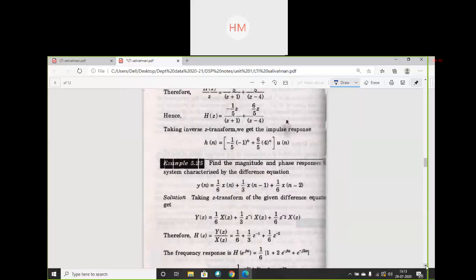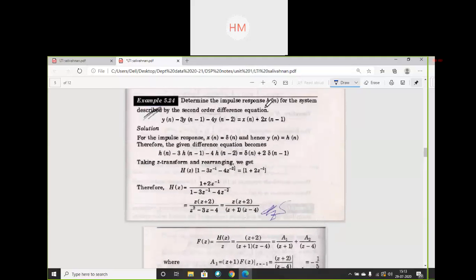So how to find the h of n? Impulse response how will we find? First we will find out h of z. Determine the impulse response h of n. This I have to find h of n. Okay. So I have first found out h of z from the given equation. Second order difference equation is given to me. h of z found. Now what do I have to do? I have to find inverse z transform because I want to know h of n. So how I will do that?